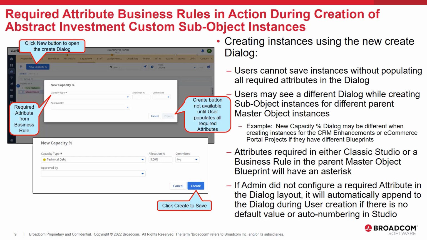If there's a required attribute that the administrator did not configure in the dialog, and it doesn't have a default or auto numbering defined in Studio, it will automatically be appended during runtime for the user while they're creating it in this dialog to enforce the required attribute business rule. And the last point that I want to make is this dialog layout may appear different for the same sub-object. It really depends on which master object they're doing the creation against, and the layouts could be defined differently.